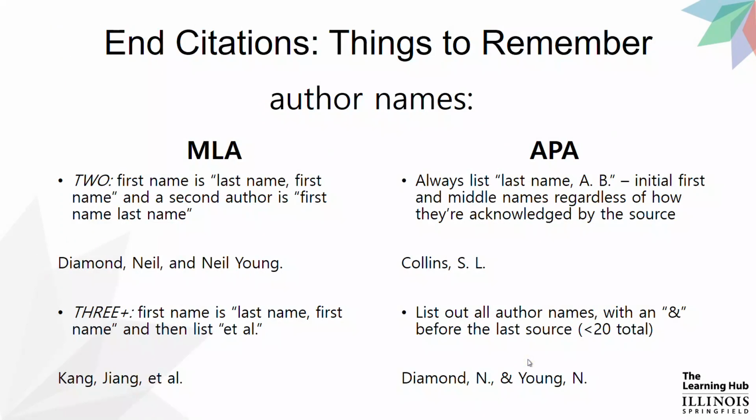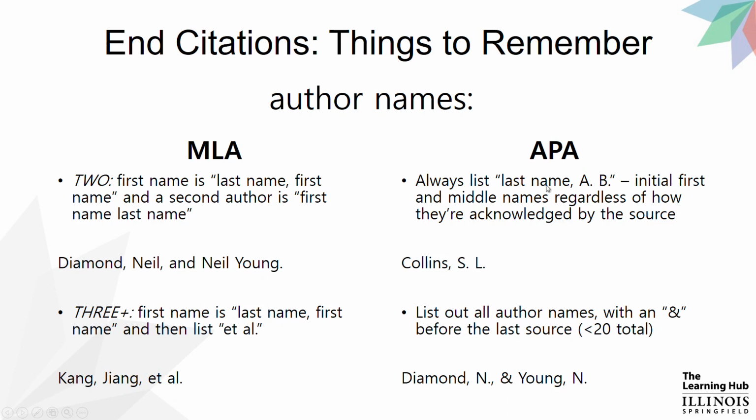So some things to remember about end citations that I think are important, specifically about author names. When you have 2 author names, I already said this, you have last name, comma, first name for the first author, but then comma and first name, last name for the second author. If you have 3 or more author names in an MLA citation in the works cited list, you have the first author's name, last name, comma, first name, and then you have comma, that same et al. construction we used in text to just substitute for all the rest of the authors' names.